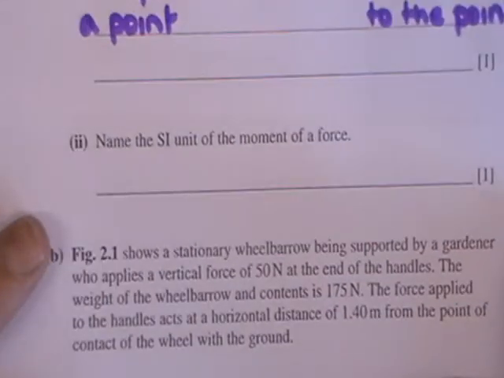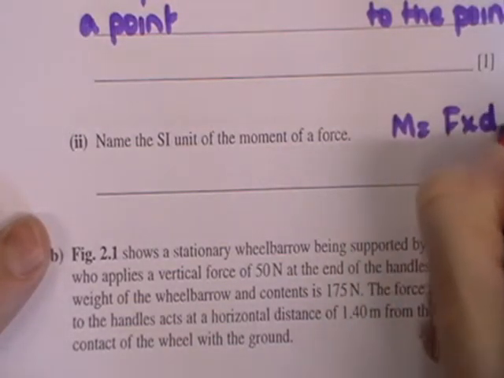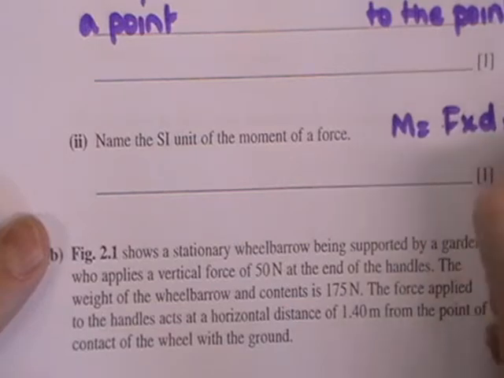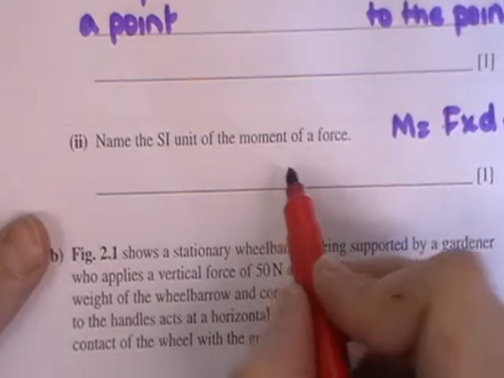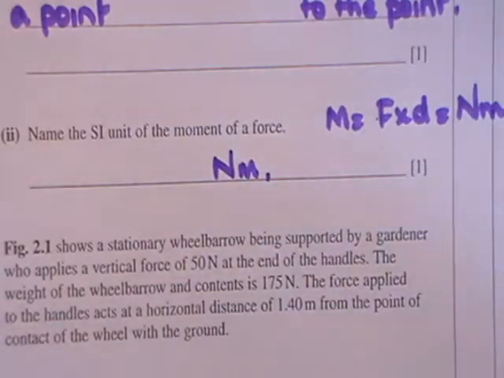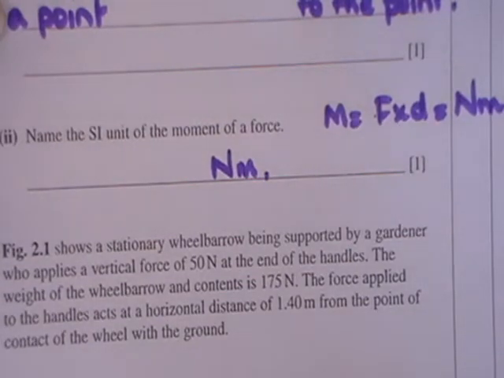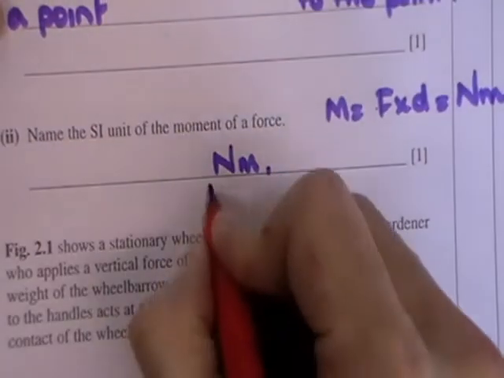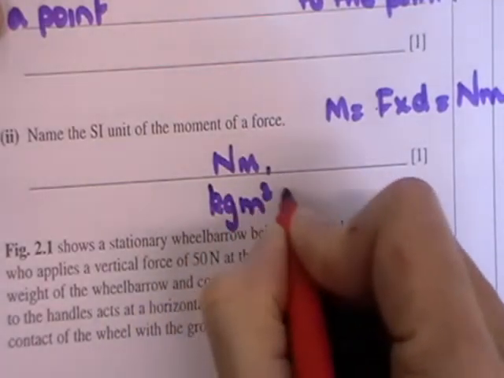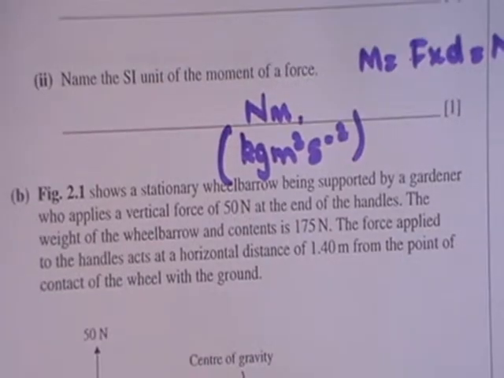Name the SI unit of moment of a force. So if I just write down moment is force by distance, force is measured in newtons and distance is measured in meters. They're not looking for base units, so you're happy enough to write down newton meters. Although I think they give you a mark for it in base units, and in base units it's kg m squared s to the minus 2.